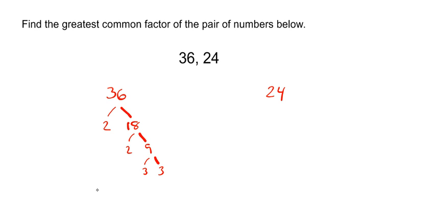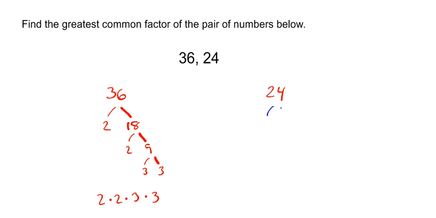So I go ahead and write what's called a prime factorization, which is a multiplication sentence with all of those prime factors. So I have 2 times 2 times 3 times 3. And this is the prime factorization of 36. Remember, if I multiply these four numbers together, I end up with my original number, which is 36. We want to do the same thing now with 24.